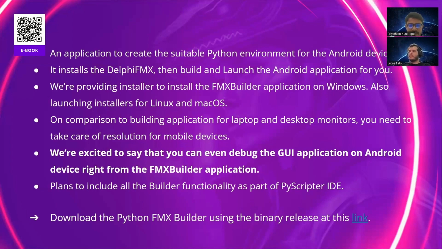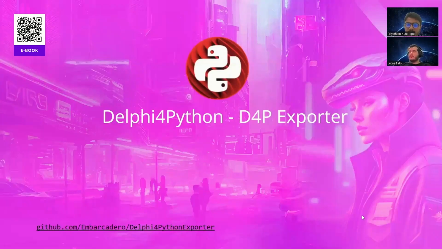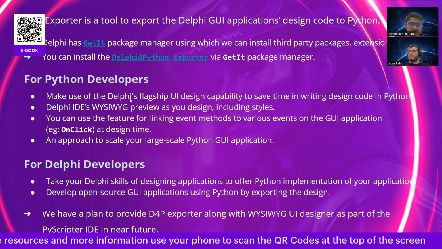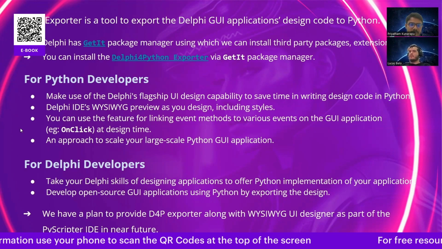You can download the latest release using this link, and then the Delphi for Python exporter. This is one of the important offerings from us. As part of the Delphi IDE, we need this Delphi for Python exporter tool to export the Delphi IDE designed GUI applications to Python, the design code completely. You can get it from the GetIt package manager, which I will explain shortly in a sample application.